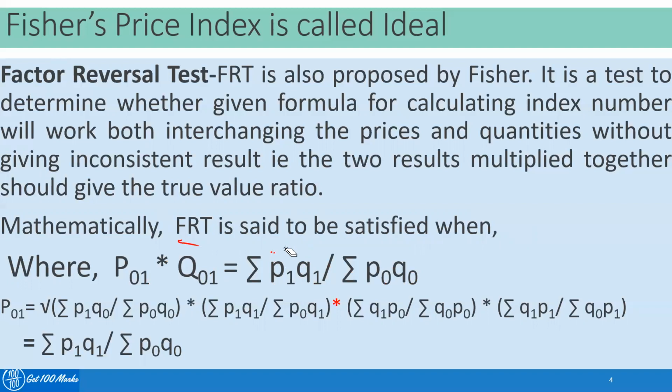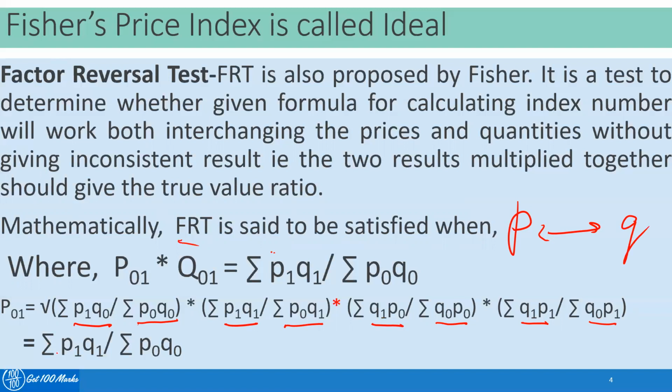So I have just given you P01, as you know the entire formula of Fisher. Similarly, for Q01 you write the formula by just interchanging the value of P as Q. So P1 Q0 will be written as Q1 P0, P0 Q0 will be as it is, Q0 P0, P1 Q1 will be written as Q1 P1, and P0 Q1 will be written as Q0 P1. I'm just interchanging P with Q.